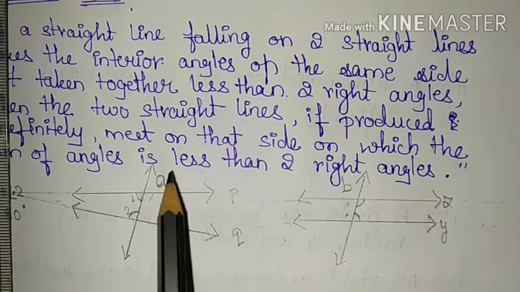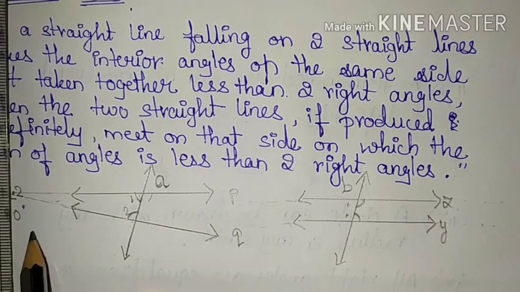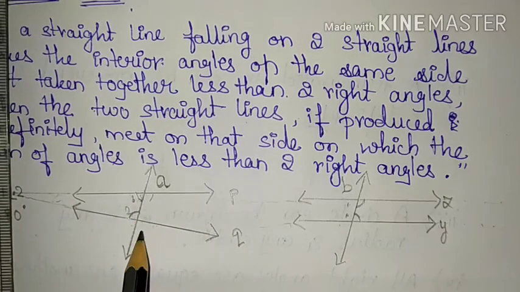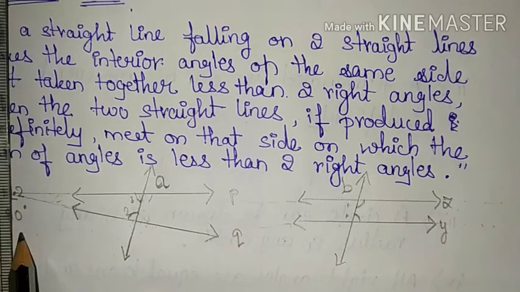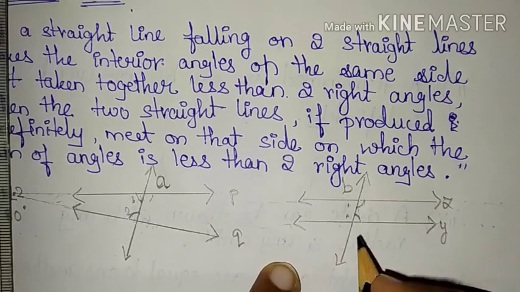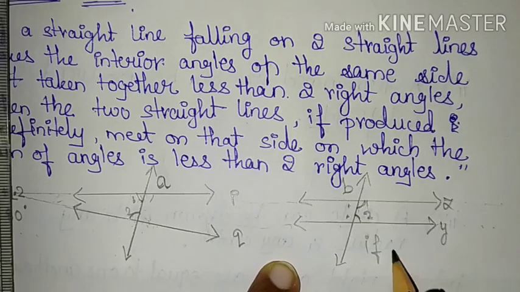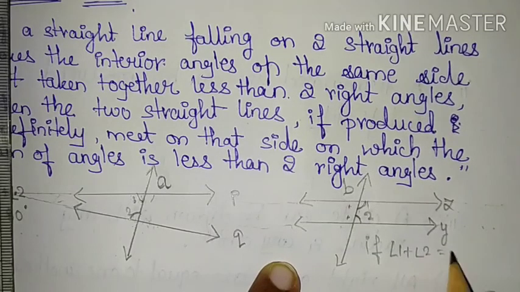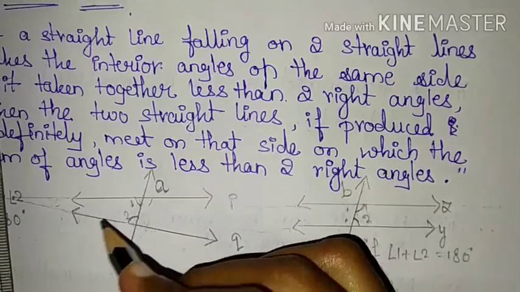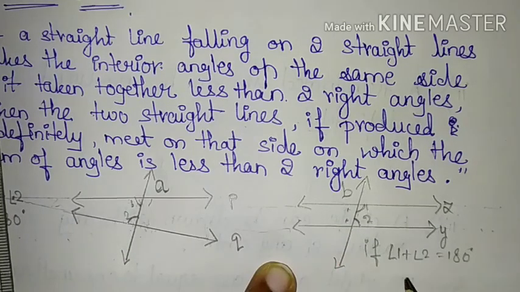It also says that this is the second interpretation. The first interpretation was if the sum was less than 180, then they would meet. If the sum of what? If the sum of interior angles on the same side was less than 180 degrees, then they would meet. If the sum was equal to 180, let them once again be angle 1 and 2, angle 1 plus angle 2 is equal to 180 degrees, then the lines are parallel. Okay, here they are not parallel. Less than 180 degrees, not parallel. Equal to 180 degrees, parallel.